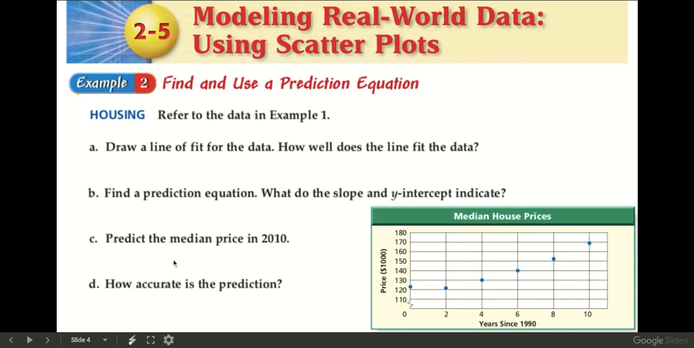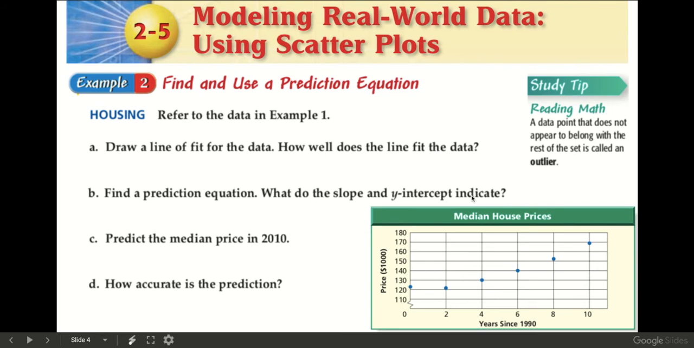Then we're going to predict the median price in 2010, which would be 20 years out after 1990, which would be way over here in our graph. And then part D says, how accurate is the prediction? So let's go ahead and take a look.